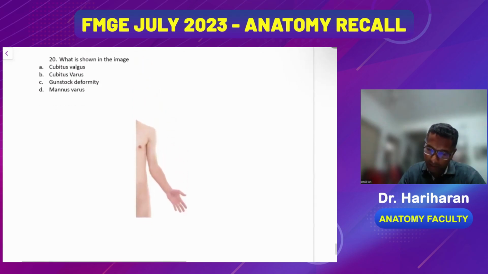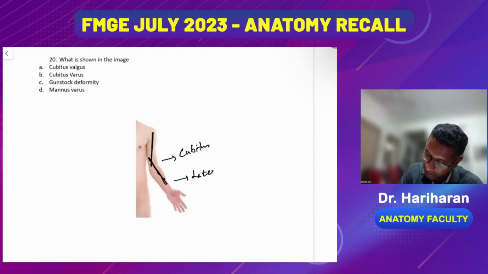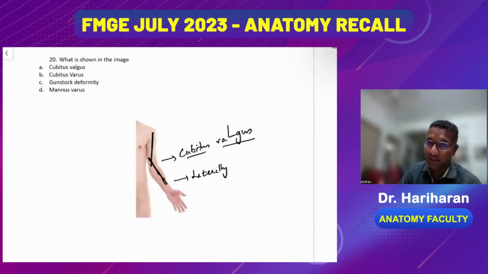So what is this image which is given here? This is a clinical question, and it is a very simple question. You can answer it straightforwardly. If you see here, the arm is directed here, and the forearm is directed more laterally, so there is a deformity at the elbow. The elbow is called the cubitus, and the forearm distal to it is deviated laterally. We call lateral deviation valgus. So this is called the cubitus valgus condition.